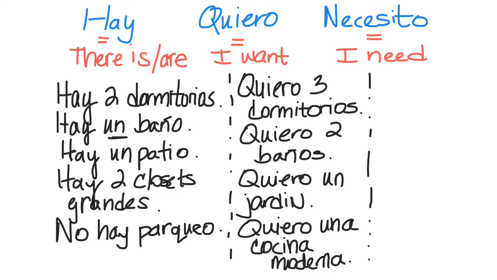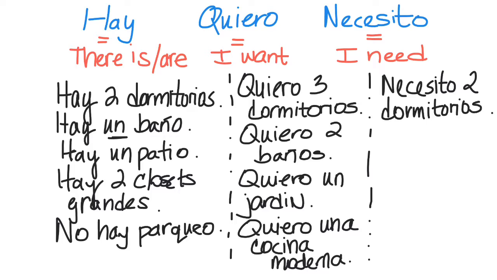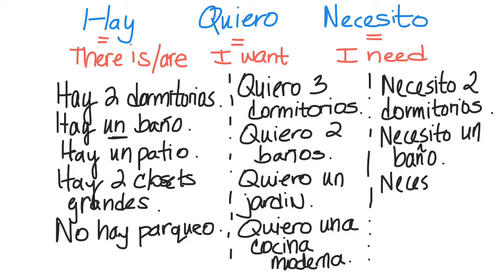But now I'm going to go to the third, which is what I actually need. What I want isn't really what I actually need. What I need, necesito dos dormitorios. Just for myself and my husband, and one for my daughter. Necesito, realistically, un baño. And I really want to have two. Necesito una oficina.